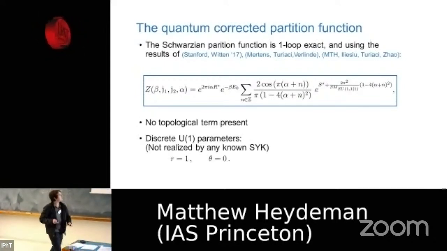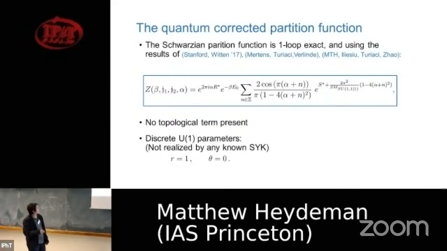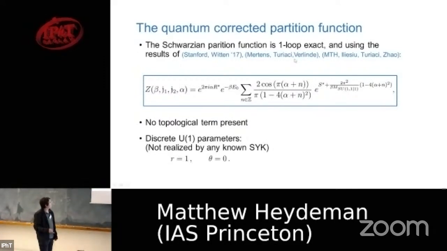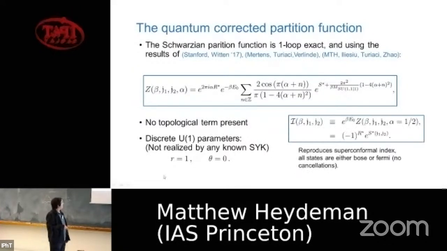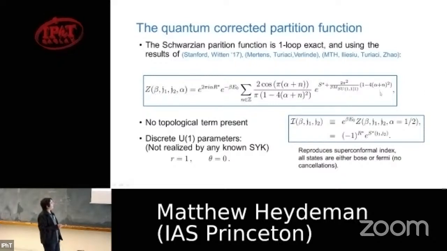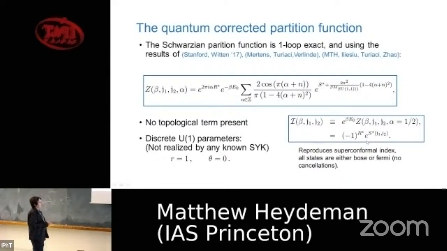Okay, I'm getting pretty close to the end, so I want to get to the result. There was no topological term, which I briefly touched upon. There might be other theories that have it. And there were some discrete parameters that we were able to compute from the bulk as well. And as I said, if we take this partition function and set this chemical potential alpha to some particular imaginary value, that's equivalent to inserting (-1)^F, and we reproduce the index, which is e to the S star.